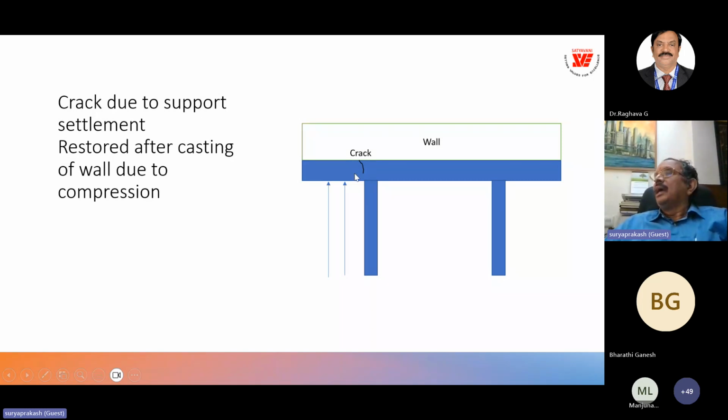So we did that, and after casting of the wall, we jacked it up. And after deshuttering, we found that there is not even a water leakage, leave alone the crack. So it has become watertight due to the compression.